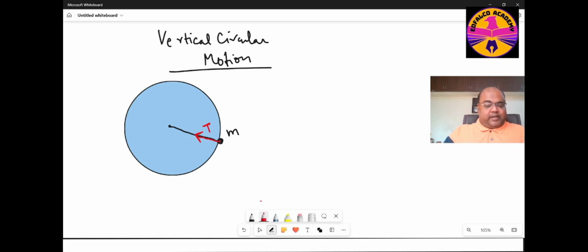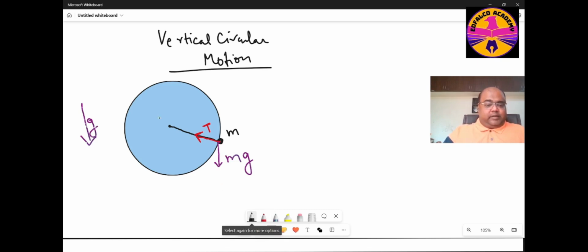The second force which is acting is the mg force. This is because the gravitational field exists all around, in the downward direction. g exists in the downward direction. So therefore, the mg force is going to be applied over here.